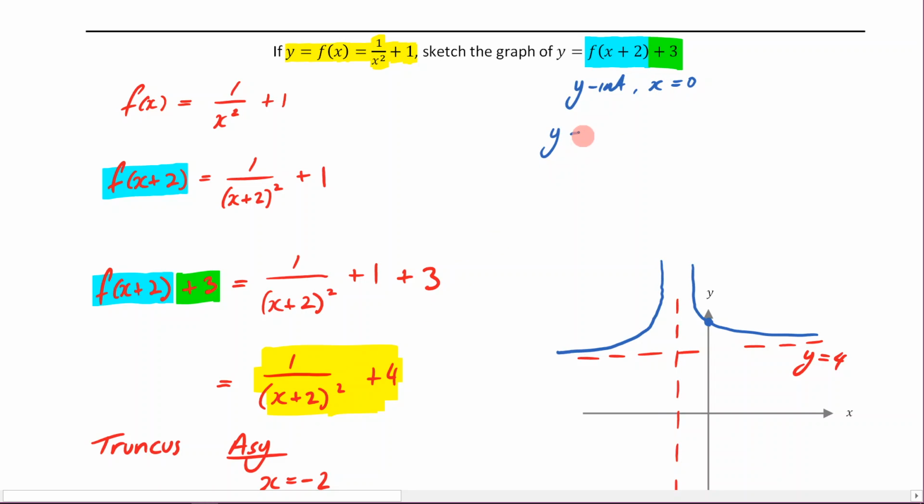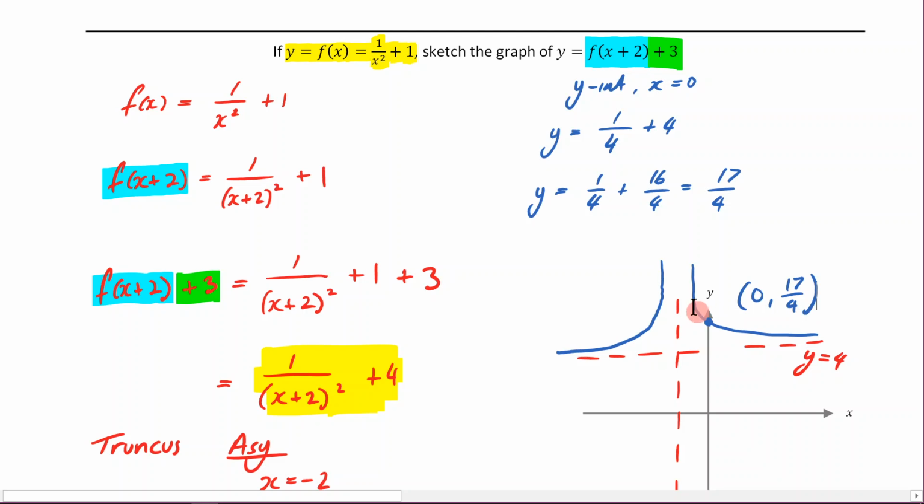It's going to be y is equal to 1 over. If I have a 0 in my x spot, it's going to be 2 squared, which is 4. Then I have this plus 4 as well. That means I'm going to get y is equal to 1 over 4 plus 4. I want to add these together, so I'm going to give this a common denominator. It's going to be 1 over 4 plus 16 over 4, which is going to be 17 over 4. This is going to be (0, 17 on 4). And there you go. We have written it.